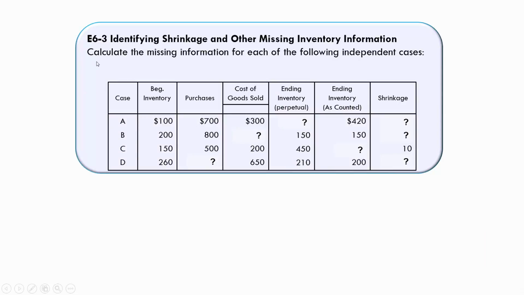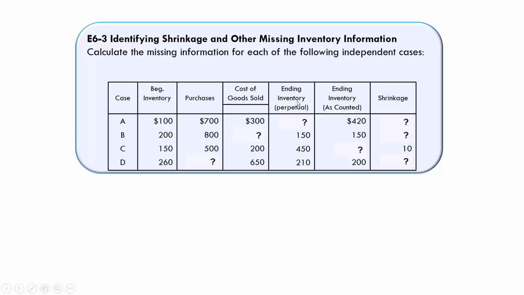Now, this one we have to go back and remember again the series of equations that have to do with merchandising, which I said was so important. Beginning inventory plus purchases is what? Goods available. Goods available is also cost of goods sold plus ending inventory. The little thing they've added here is that there's shrinkage. Now what is shrinkage? Shrinkage is a difference between these two numbers.